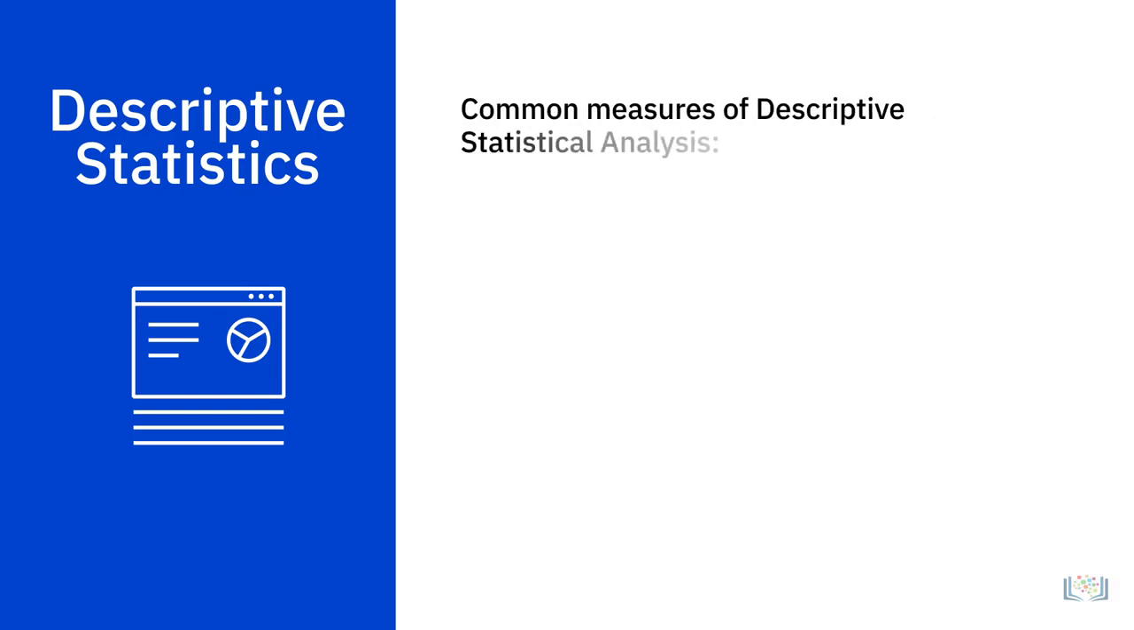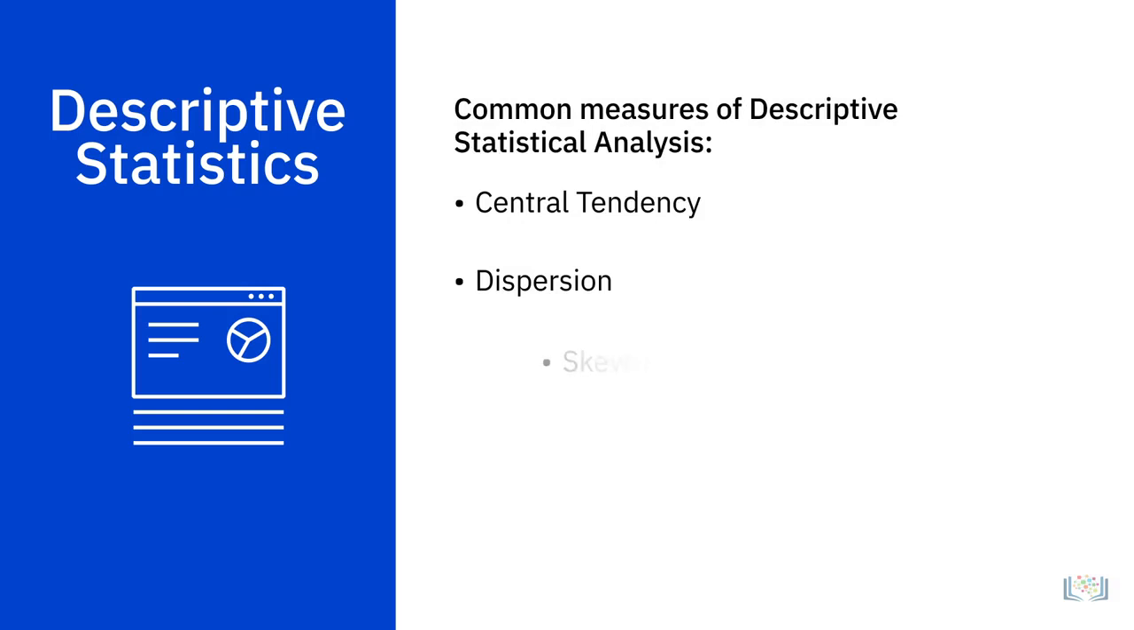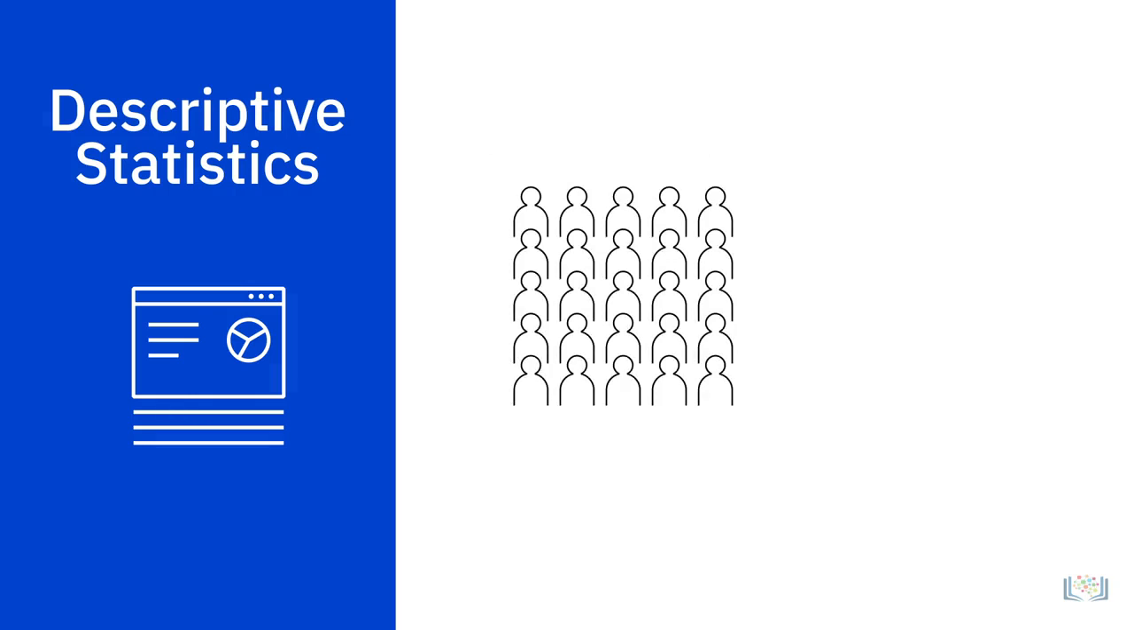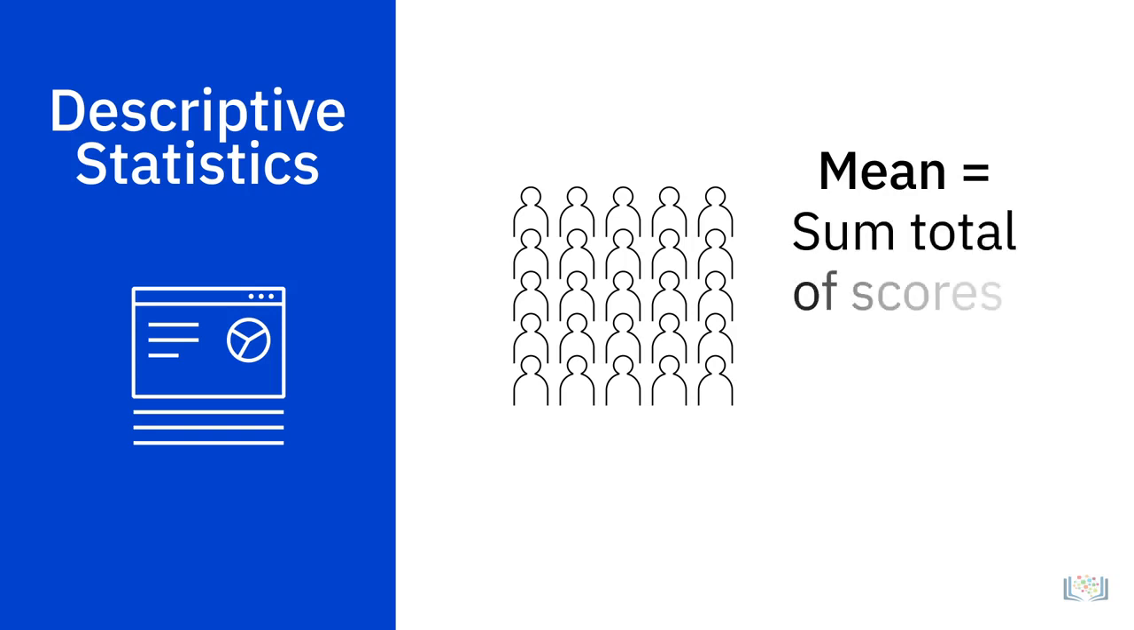Some of the common measures of descriptive statistical analysis include central tendency, dispersion, and skewness. Central tendency is locating the center of a data sample. Some of the common measures of central tendency include mean, median, and mode. These measures tell you where most values in your dataset fall. So, in the earlier example, the mean score, or the mathematical average of the class of 25 students, would be the sum total of the scores of all 25 students divided by 25, that is, the number of students.